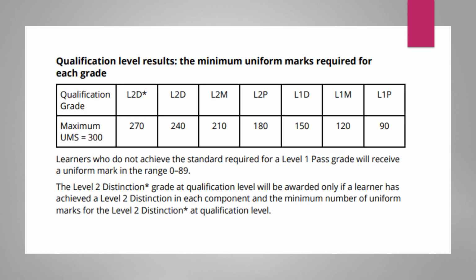To bring each component together then looks like this. When each mark for each component is added together, it will equate to a total, then a grade, which is what you will receive. Learners who do not achieve the standard required for level 1 pass grade will receive a uniform mark in the range of 0 to 89. And a level 2 distinction star grade qualification will be awarded if the learner has achieved a level 2 distinction in each component and the minimum number of uniform marks for the level 2 distinction star at qualification level.